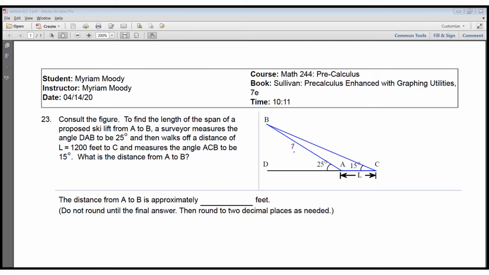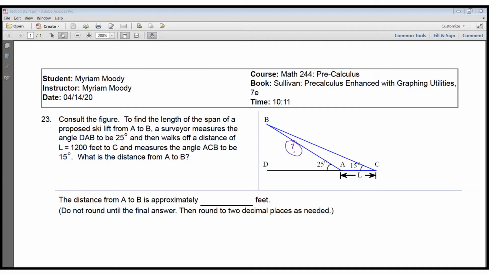A surveyor measures the angle DAB to be 25 degrees and then walks off a distance of L, which looks like it goes from A to C, of 1,200 feet, and then measures the angle ACB to be 15 degrees. They want to know what the distance is from A to B. Okay, and then they ask it not to round until the final answer to 2 decimal places.